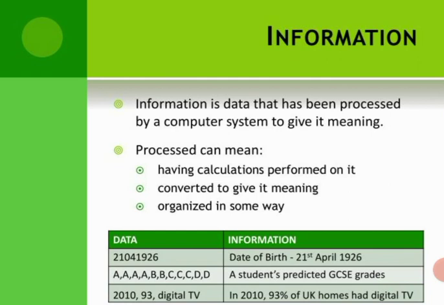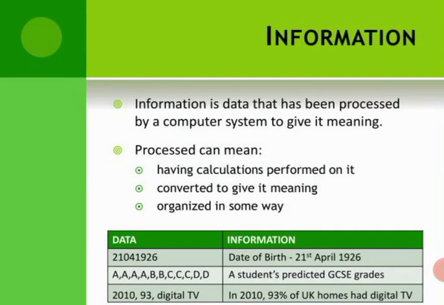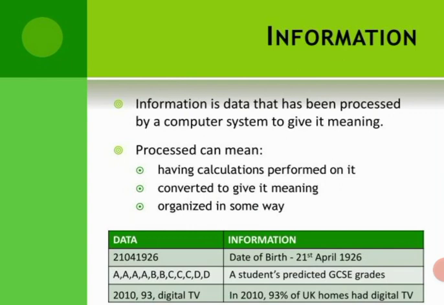But when you see it written as below, date of birth of someone is 21st of April, which is 4, because we have 12 months and April is the fourth month, so it is 21st of April 1926. Now it has meaning. You now understand that this is the date of birth of a specific person, while when it is written as 2104191926, you can't know what it means.